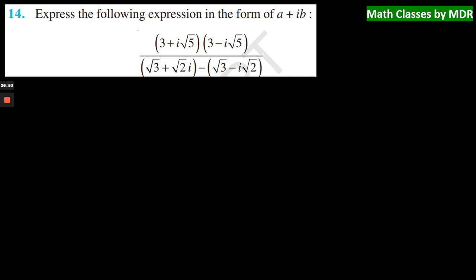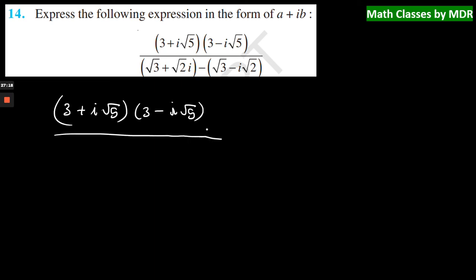Now let us solve the 14th one, the last problem from this exercise. Express the following expression in the form a plus ib. So let's see how to express this. We have here in the numerator, first, 3 plus i root 5 into 3 minus i root 5. It is of the form (a plus b) into (a minus b).